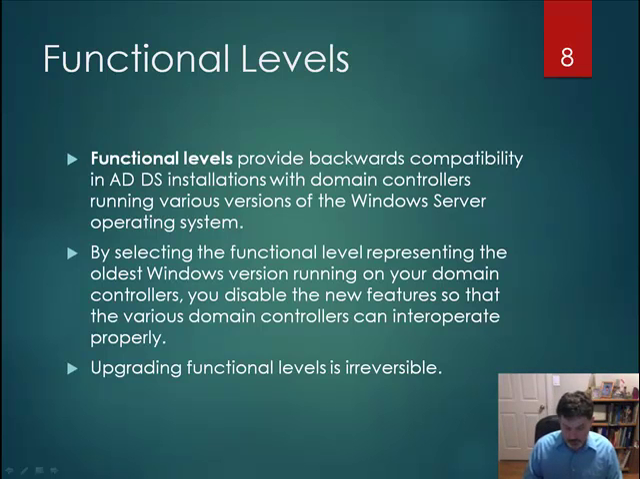Each one of those domain controllers, as we move up the Windows chain, provides additional functionality and features. However, I can only use the functional level representing the oldest version of Windows running on the domain. I'll have to disable all of those new features so that these domain controllers can interoperate properly on the domain. That's one reason why it's very nice to go ahead and start decommissioning domain controllers as newer domain controllers go online. The sooner you rid yourself of these older Windows versions of domain controllers, the sooner you can start taking advantage of the newer features that are available in the new domain controllers.